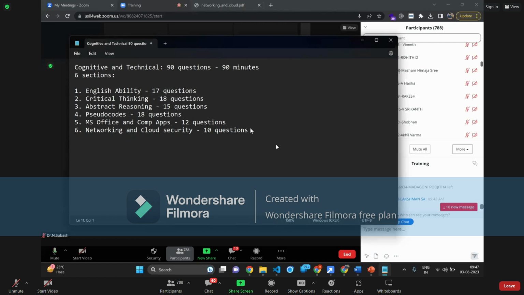Now, after this cognitive and technical round, you shall be receiving, if you clear, obviously, which I hope you all do, a coding round. Immediately, as soon as you finish your cognitive and technical assessment, you will be pushed forward for a coding round if you clear that cutoff. There itself, you'll receive a congratulations message stating that you've successfully completed the cognitive and technical assessment and you've passed. Let us take you to the next round.